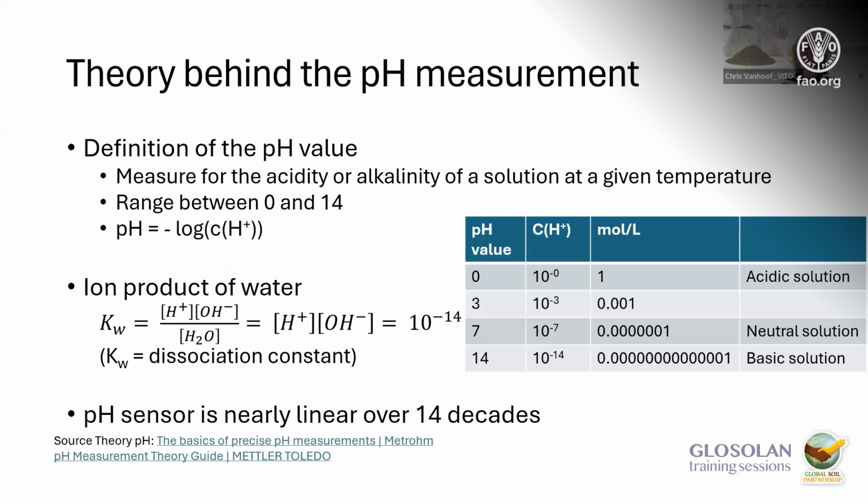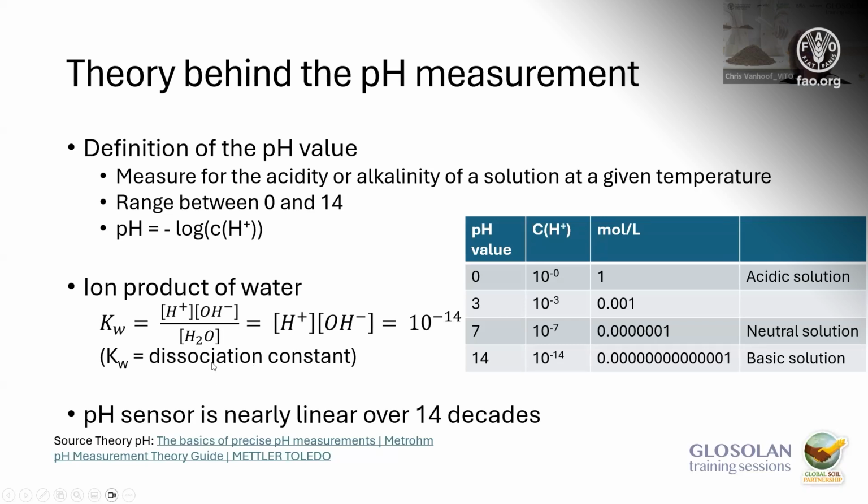The definition of pH is a measure for the acidity or the alkalinity of a solution, at a given temperature. It ranges between 0 and 14. According to Sørensen, the pH is the minus logarithm of the concentration of the hydrogen plus ions.